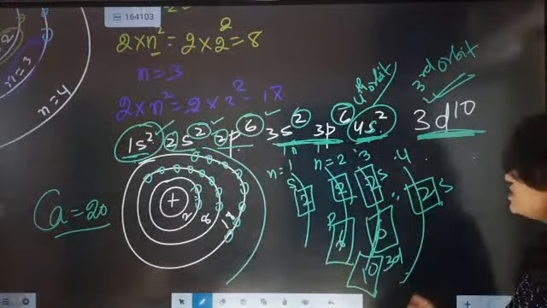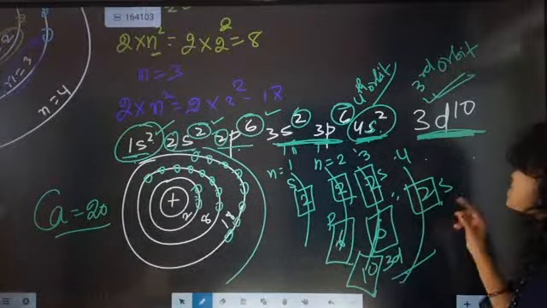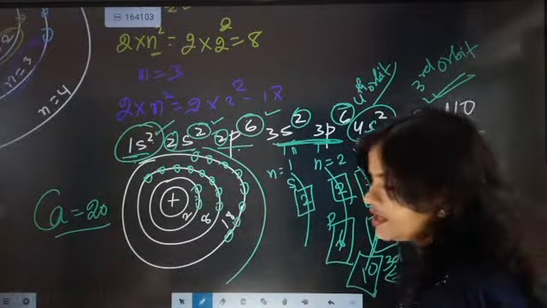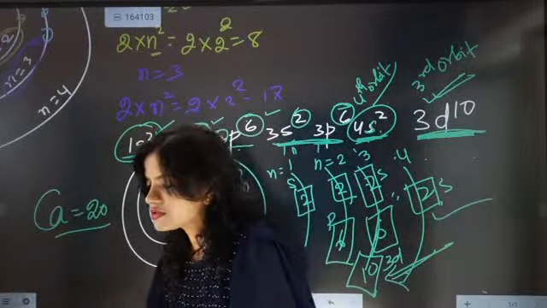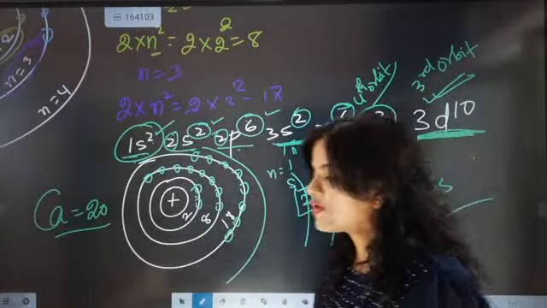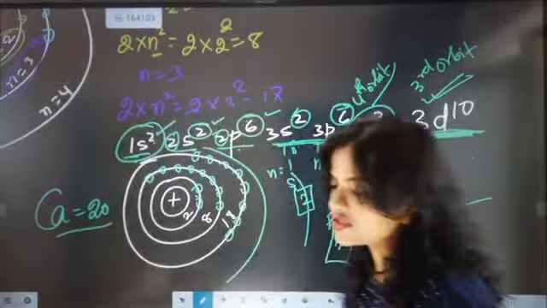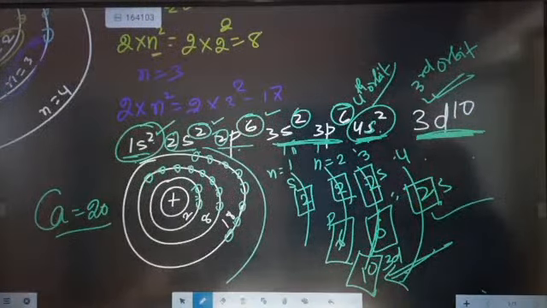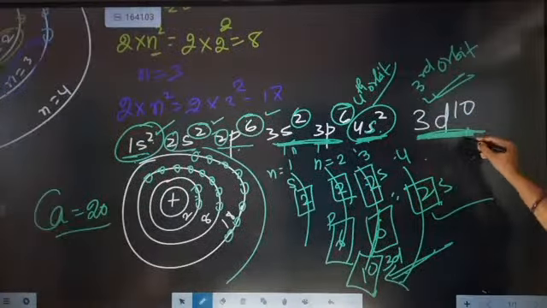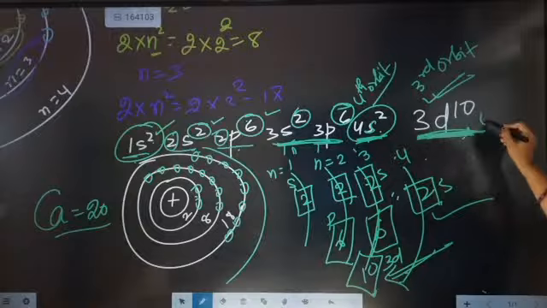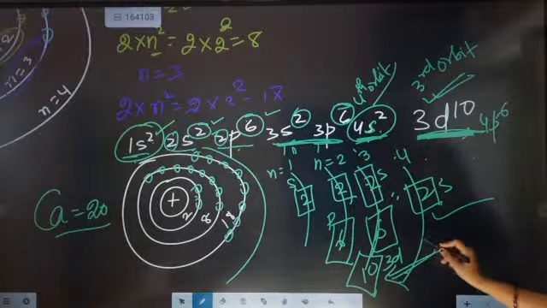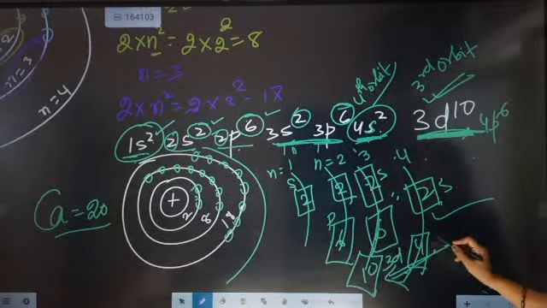Understood? Tell me fast, did you understand this? After 4s we are going towards 3d, and then again we will jump up. This time 4p6, so after 3d we will jump to 4p6.